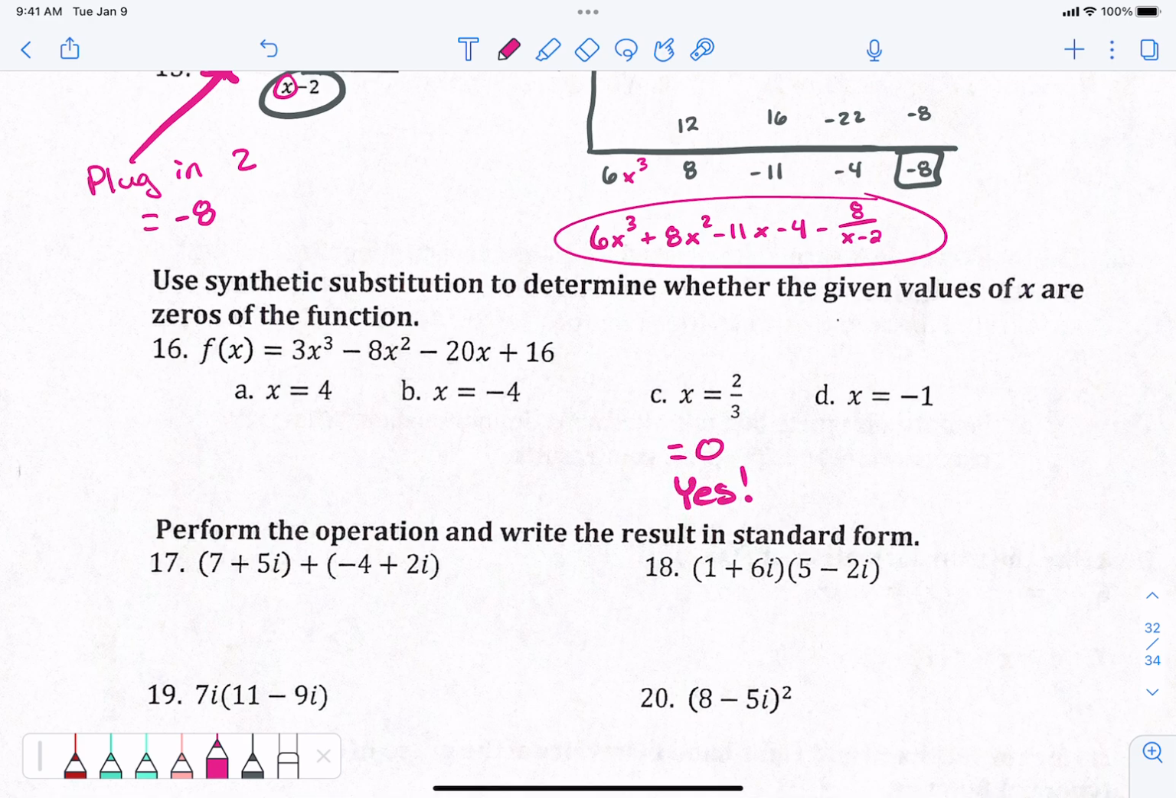Okay, I'll do negative 1. Negative 3 minus 8 plus 20 plus 16. That equals 36 minus 11, 25. No. Is that what you got? I got a 32 for B, ma'am. 32 for B when you plugged it in. So that is a no.